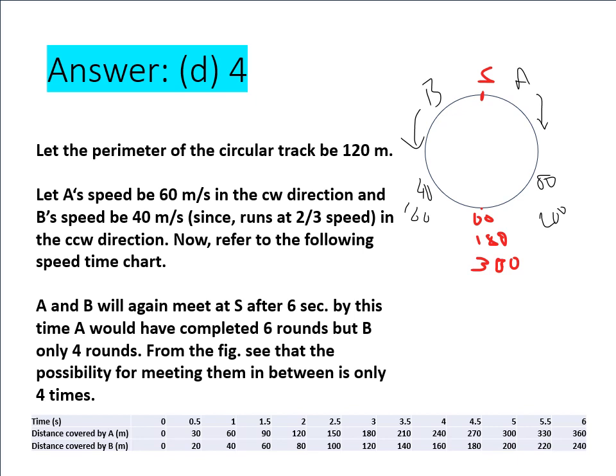So A is moving in the clockwise direction and B in the anti-clockwise direction. Half of the track coverage by A are written in red color letters: 60, 180, then 300, and that of B in black color letters: 40, 80, etc. From the figure itself, we can see that 4 gaps exist between these two persons. That means 4 times they meet each other before the completion of 6 seconds, and that is the answer.